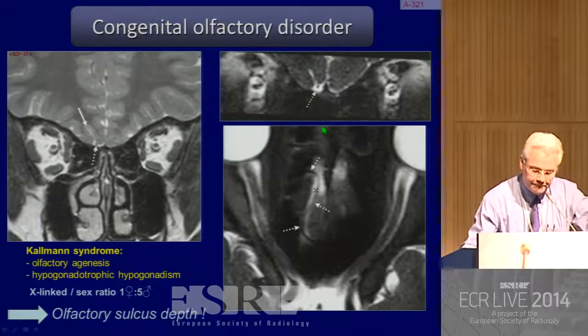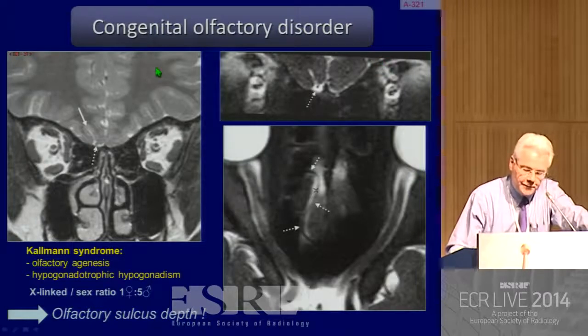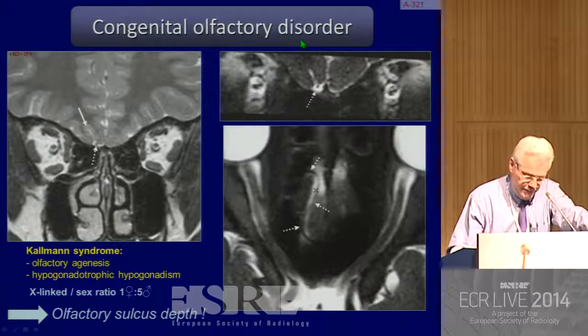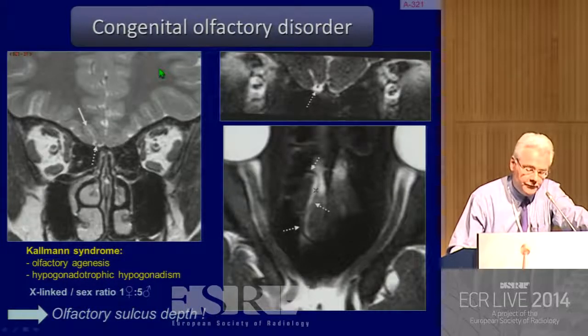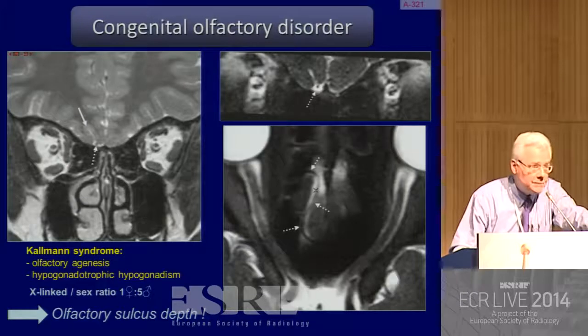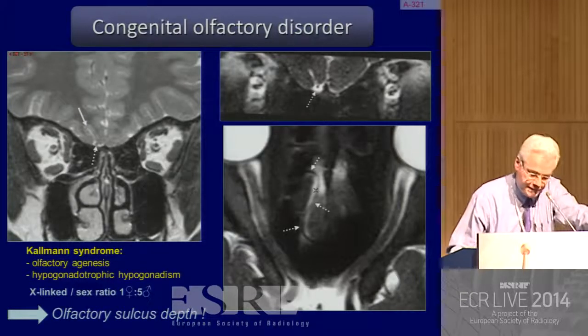And now we are coming to the pathological side. The first category of pathology is the congenital disturbance, which are linked to dysgenesis or agenesis of the olfactory tract. And as you know, in the Kallmann syndrome, it is associated with hypogonadotrophic hypogonadism.